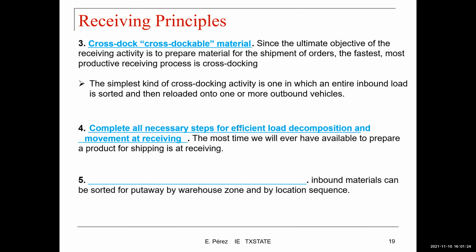Complete all necessary steps for efficient load decomposition and movement at receiving. The most time we will ever have available to prepare a product for shipping is at the receiving. Again, making sure that we identify the product, check for quality, and we place that in the right location in the warehouse. That will save us a lot of time, save us a lot of trouble with our customers. And then when we get to the order picking process, we know where the product is, we know it's in good quality, and we can put together those orders quickly.